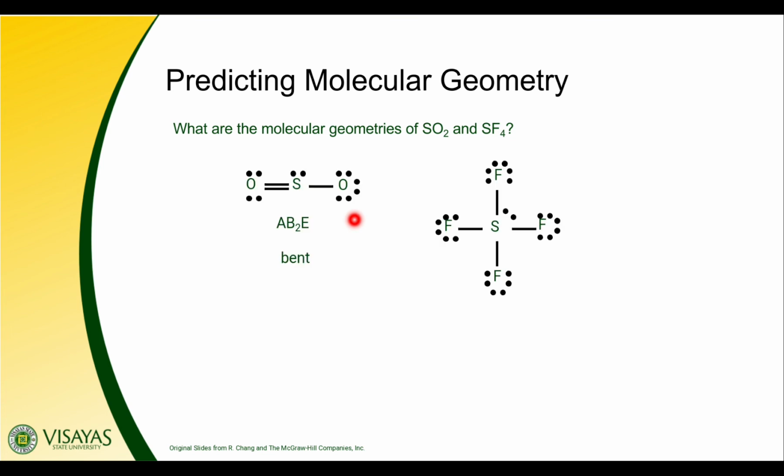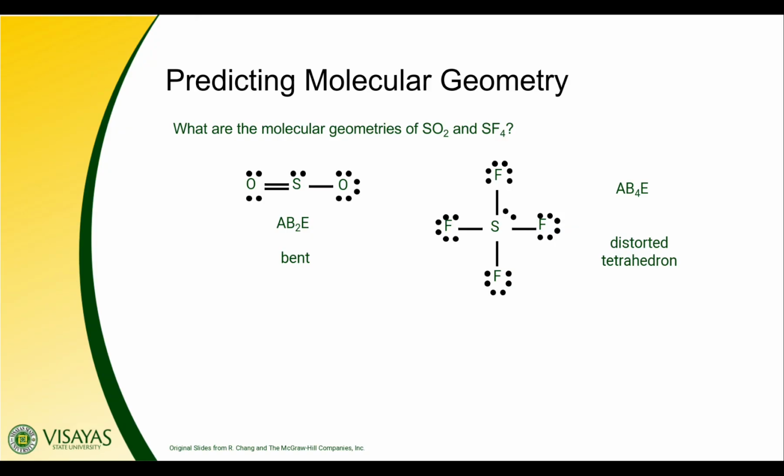Okay, so we have AB2E bent and AB4E distorted tetrahedron. Okay, so that's it for lesson 3.